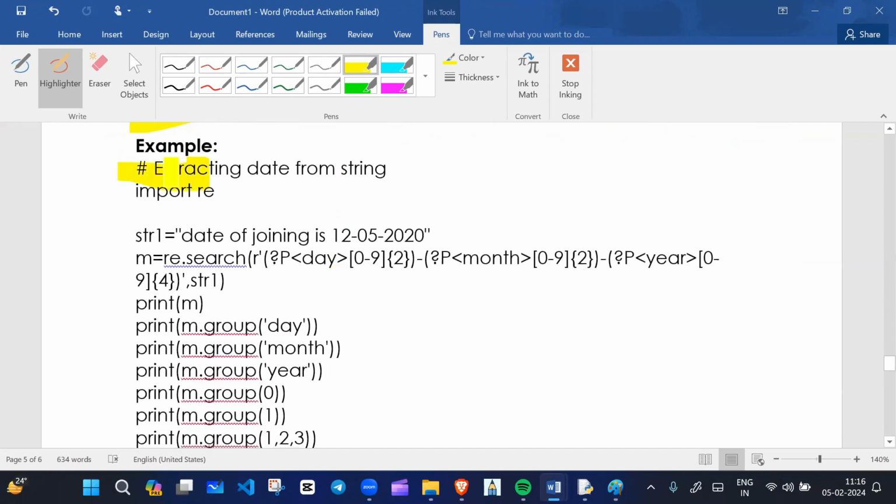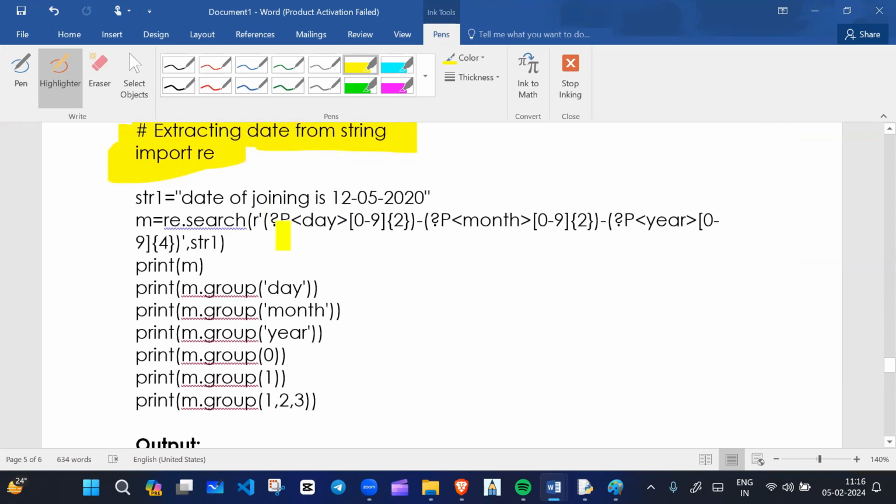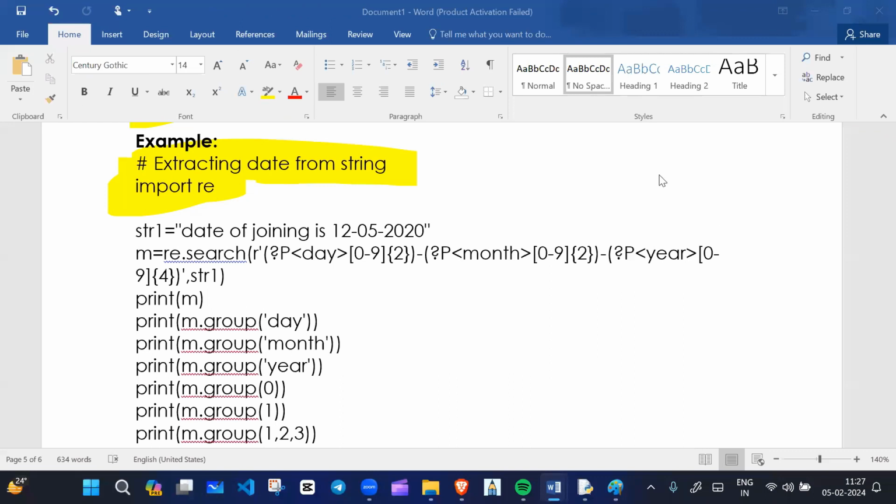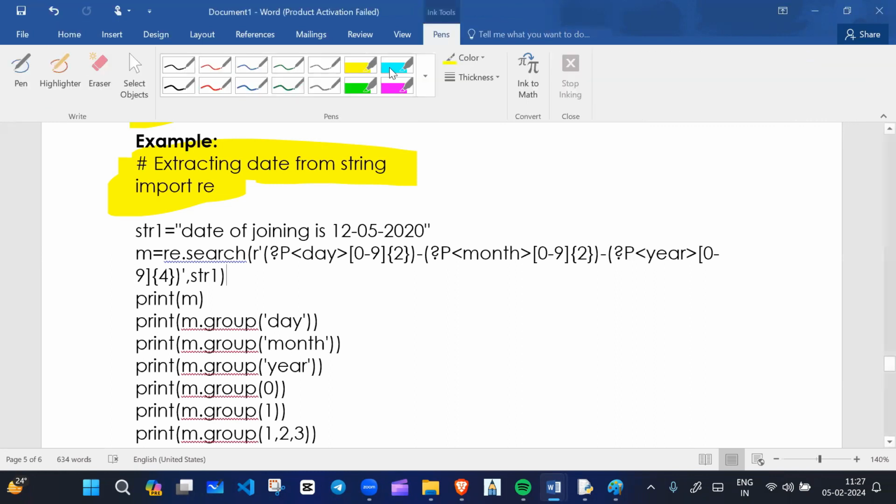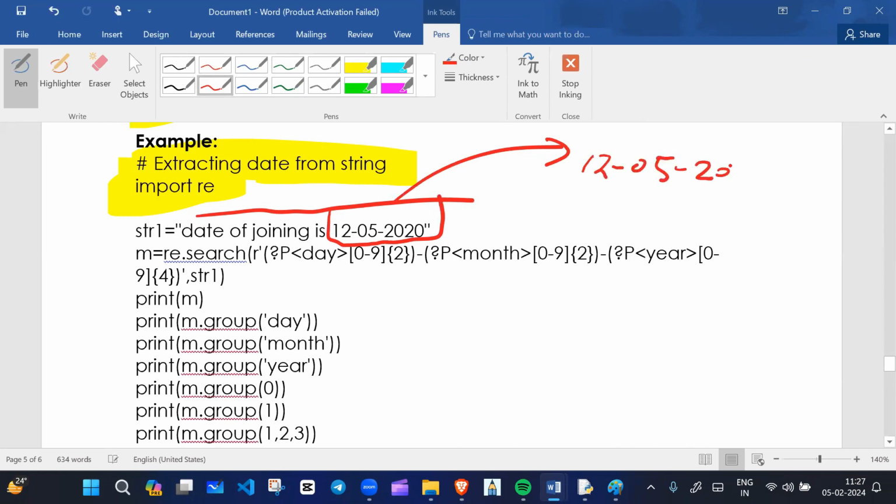Okay, so what is this? Extracting date from string. So we will import which module? The re module, right? So what we are doing is extracting a date from the string. For example, we have a string, date of joining is 12/5/2020. We have to extract this date, 12/5/2020, from this string.